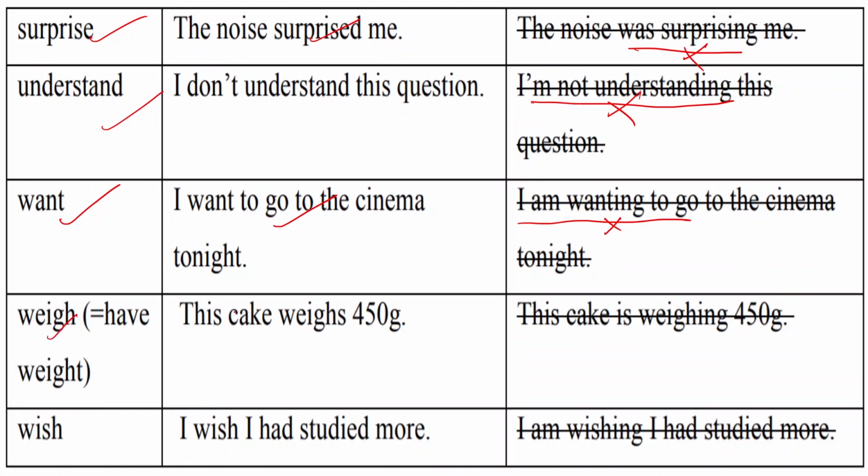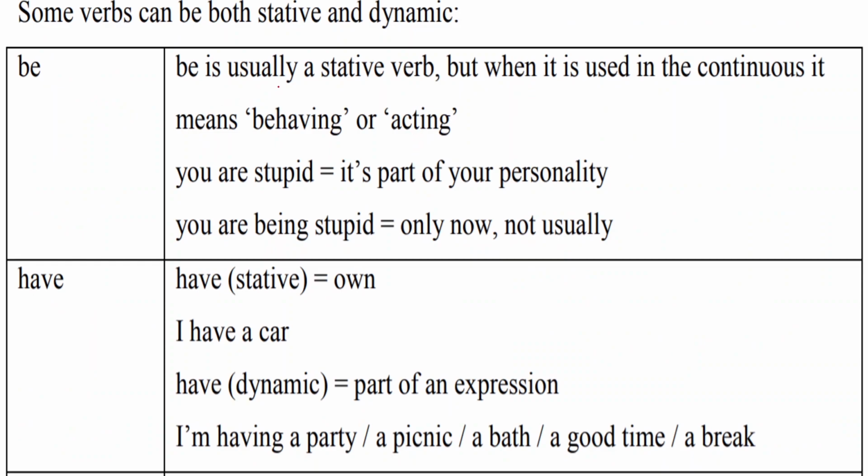Then weigh. This cake weighs 450 gram. This cake is weighing, not is weighing. That is wrong. Then wish. I wish I had studied more. Here, wish, not I am wishing. Some verbs can be both stative and dynamic, but some verbs are there. They are both stative and dynamic.